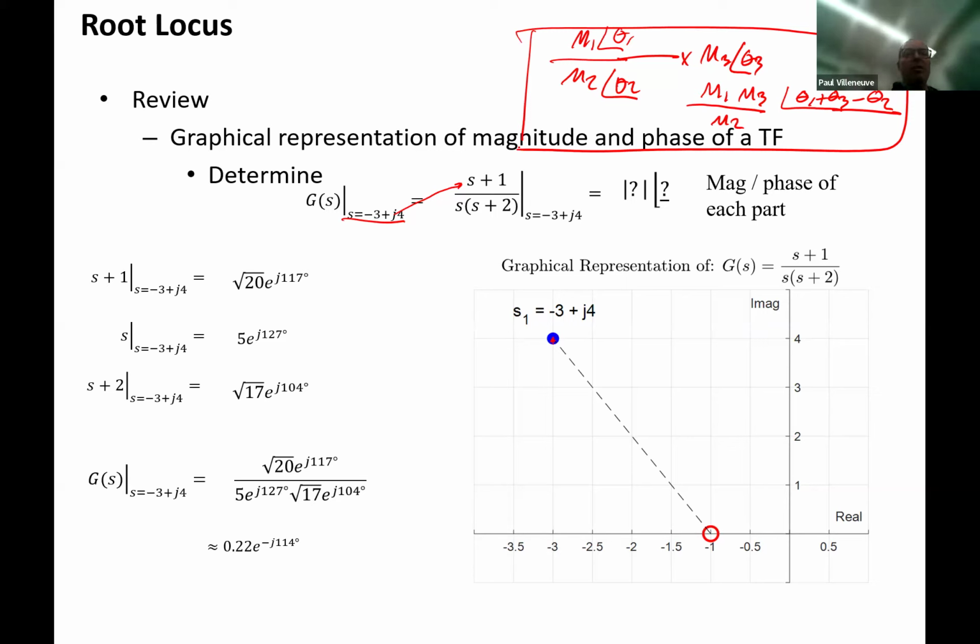All right, so if you're okay with that, let's start finding magnitudes and angles for these numbers. I'm going to plug in -3 plus j4 for s. And if I evaluate the numerator part, I get square root of 20 at an angle of 117. Why did I put e to the j117 there? Because if I want to do it in MATLAB, it works really fine. You're also perfectly fine to say this. You can pick whichever way you want to represent it.